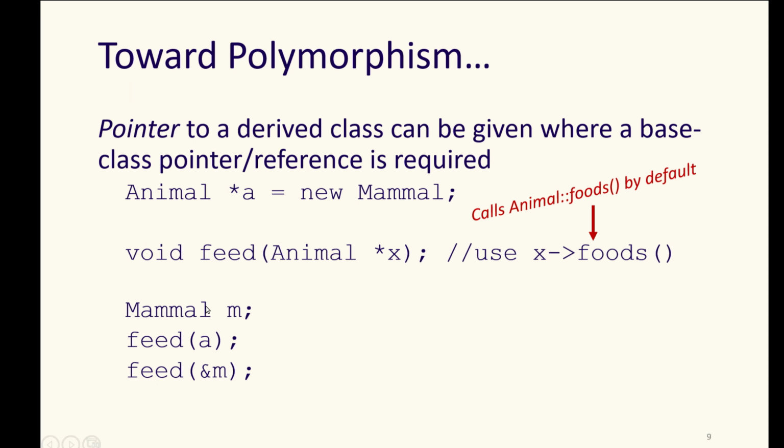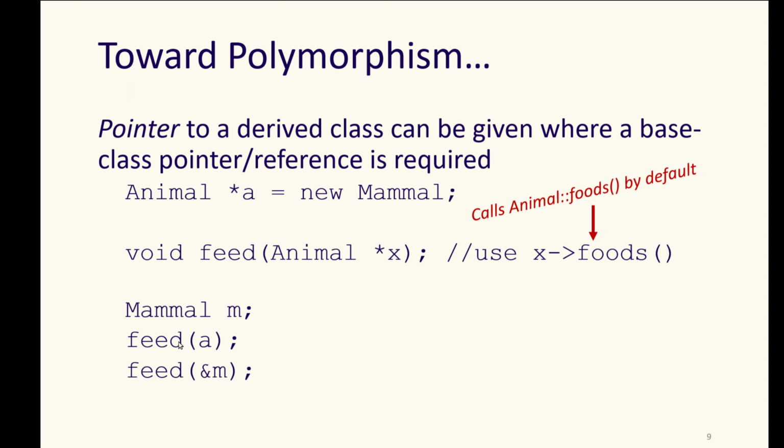So we create a mammal, and we could have a call to feed the animal, and we could have a call to feed the mammal. The one calling to feed the animal will, by the way we showed it before, call for foods that belong to animal, not mammal. This one that calls to feed the mammal would do the correct thing for mammal.